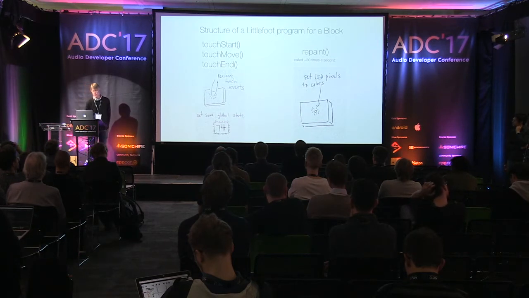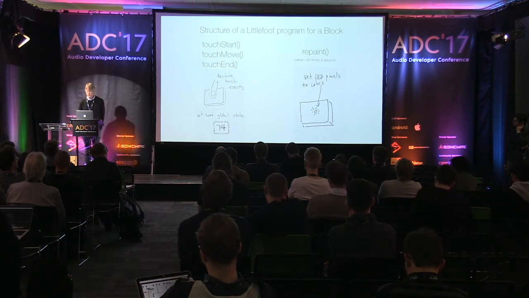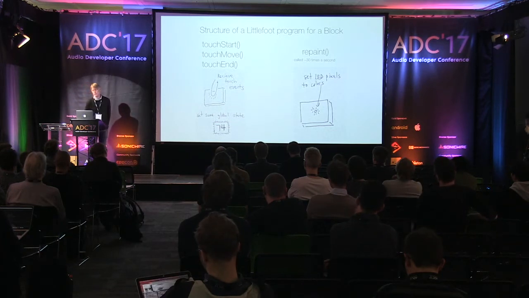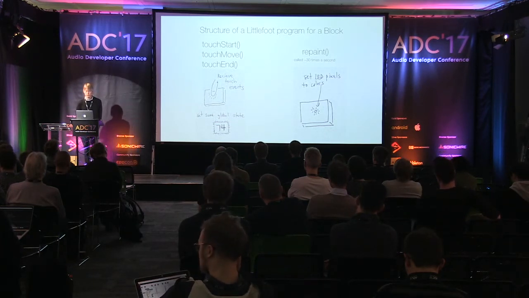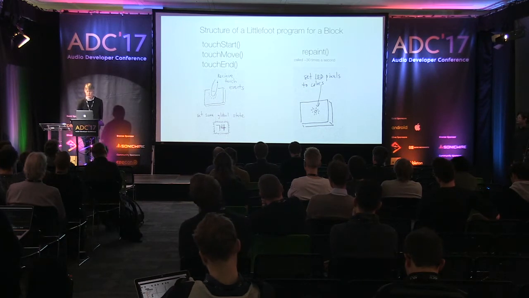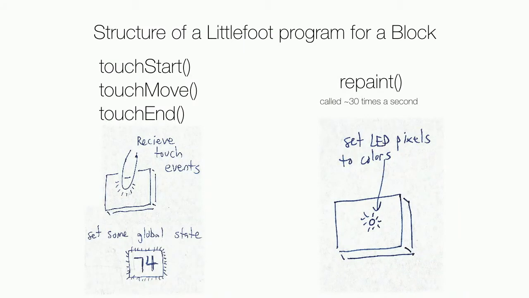And then the repaint function is called about 30 times a second, and it can do something to set the LED pixels to certain colors to respond to whatever that global state is. And I should also mention another thing that you might do when you're responding to touches is send out MIDI controllers so that the block actually does something. But the most important thing is that you want to have some kind of connection between what the person touching the screen does and what the screen looks like.